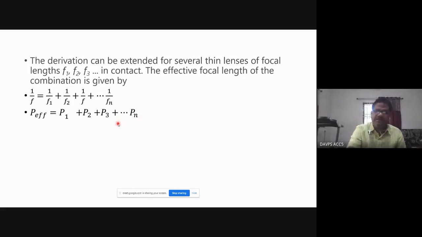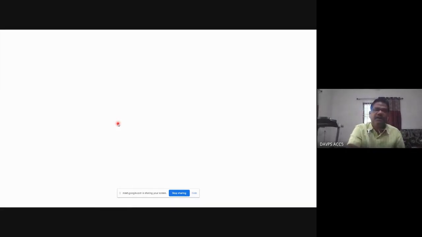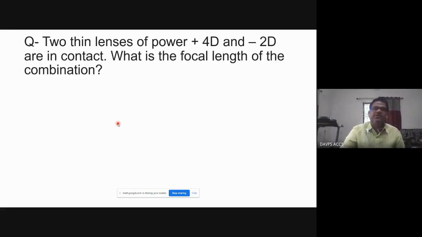In this manner, you can get the net power. The power of a combination of lenses in contact is the algebraic sum of the powers of the individual lenses. Power simply will be added. Okay? You just do this question.